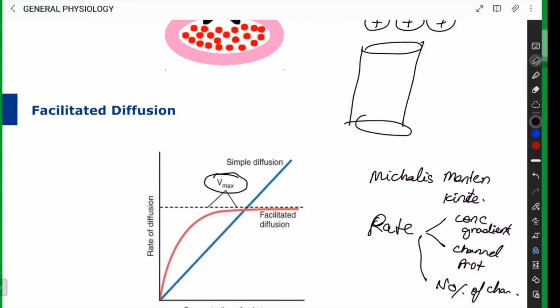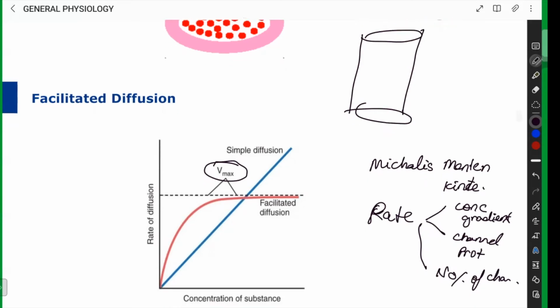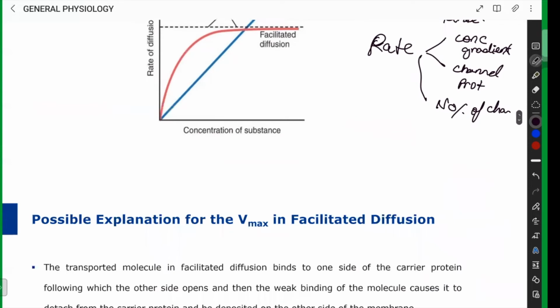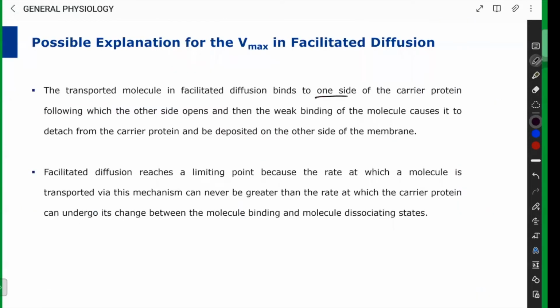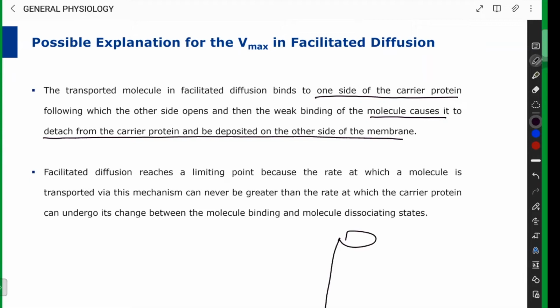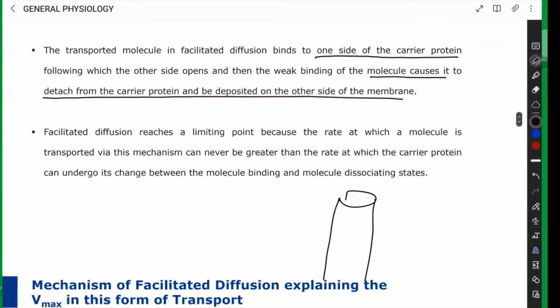Now remember, the transported molecule in facilitated diffusion is going to bind to one side of the carrier protein, following which the other side is going to open. Then the weak binding causes the molecule to detach from the protein and deposit on the other side. For example, this is your channel protein. First there is attachment at this point. It is going to move down and slowly get out. Similarly, at the same time, another one is going to go out like this. So this is called facilitated diffusion.